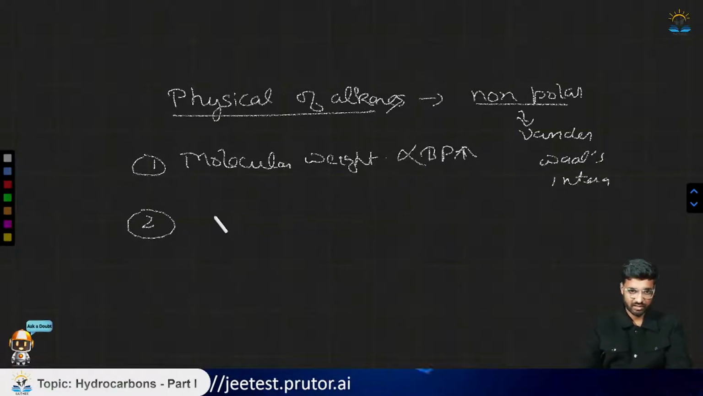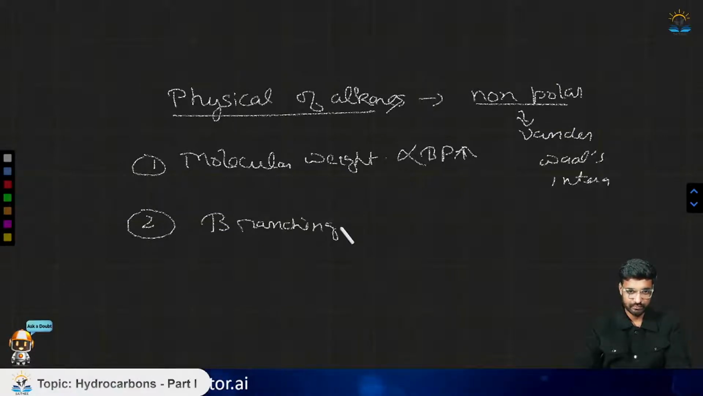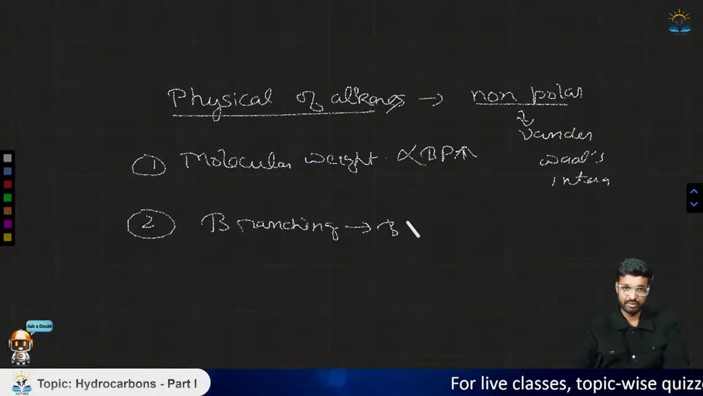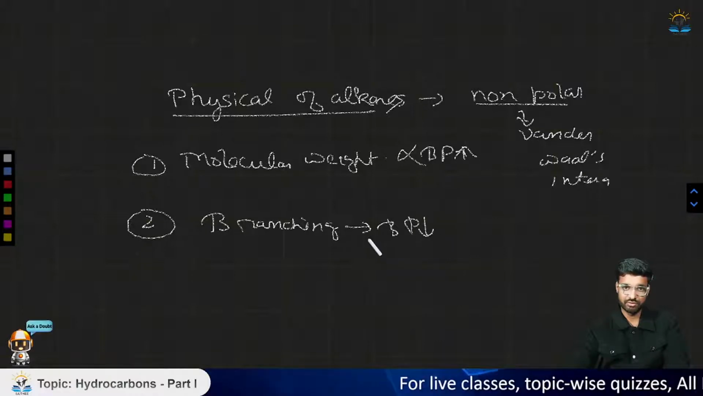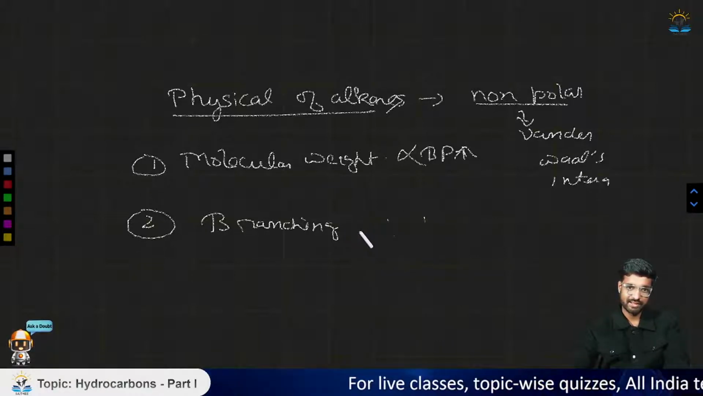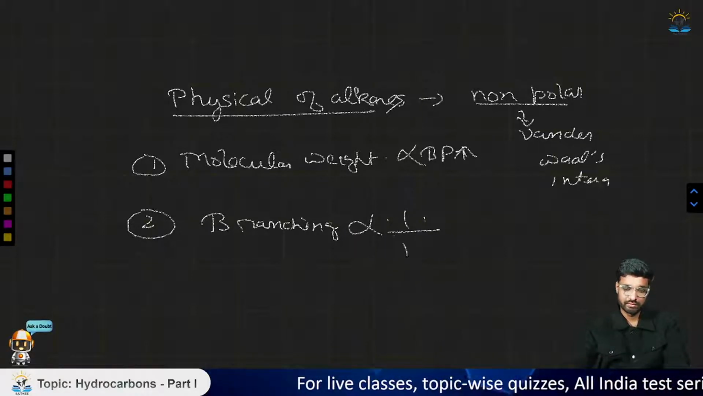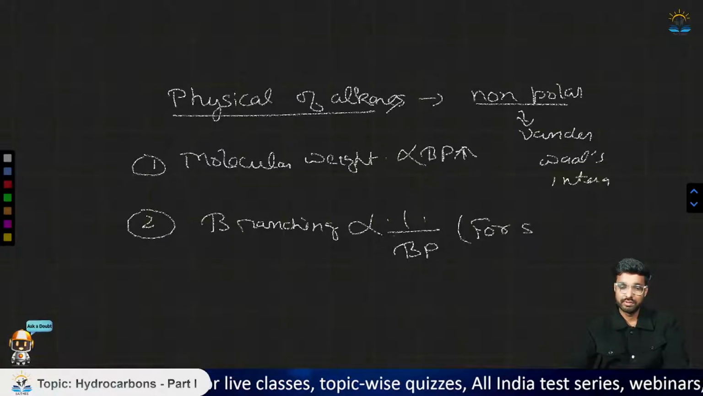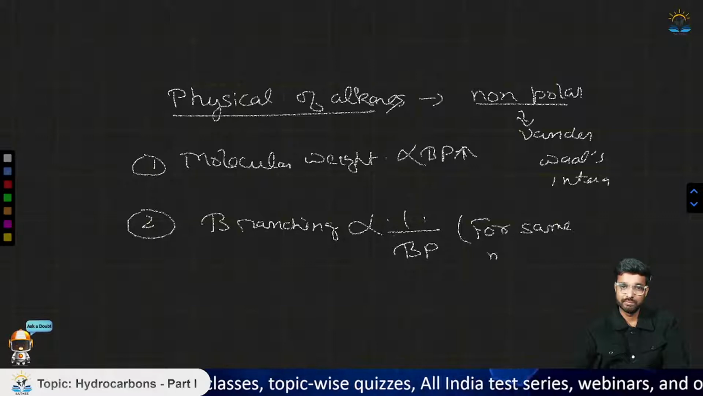Second one, as the branching is supposed to have the same molecular weight, then in that case, the one having the least branch will have the higher boiling point, meaning branching is inversely proportional to this. So if you write it like this, for same molecular weight.